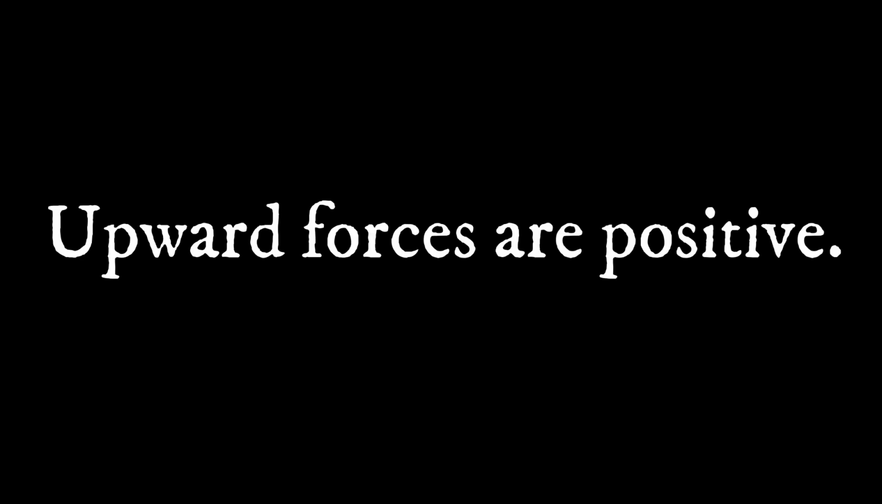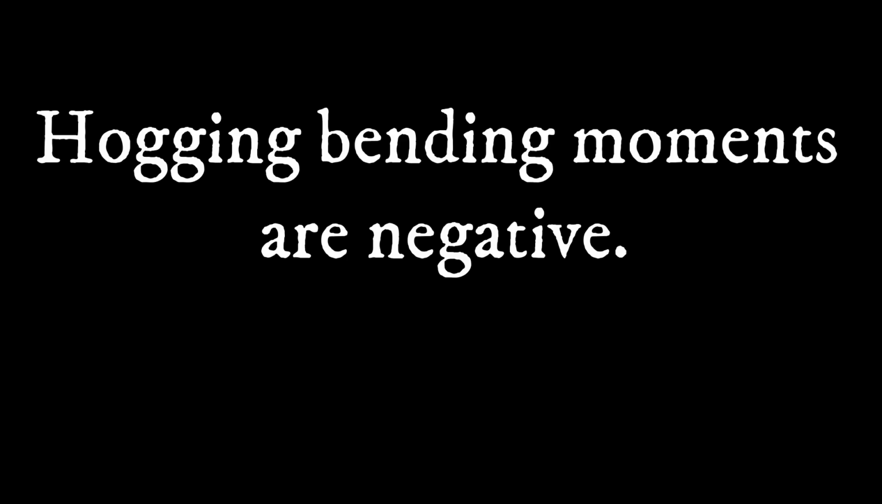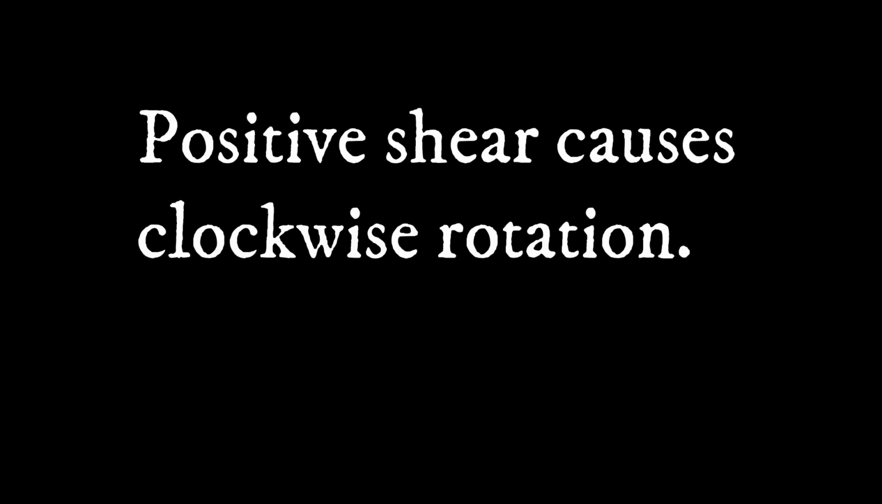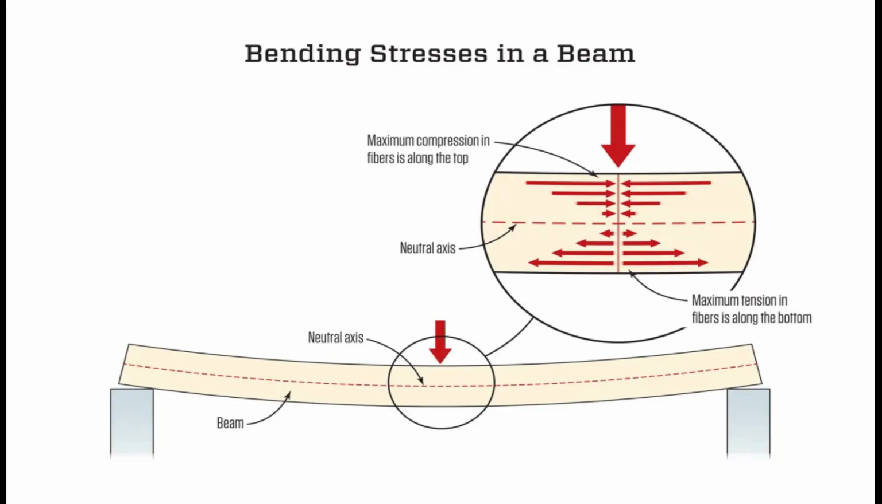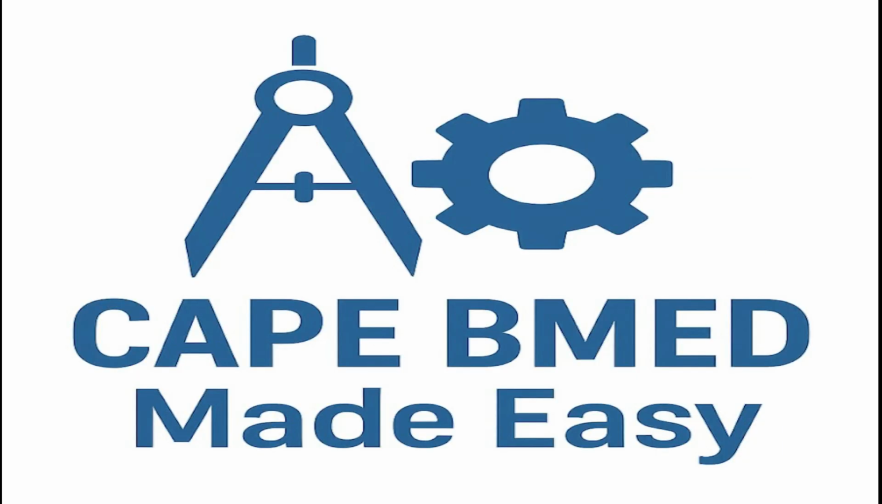Now, let's summarize what was covered in this lesson. To summarize, we learned that upward forces are positive, sagging bending moments are positive, hogging bending moments are negative, positive shear force causes clockwise rotation, downwards deflection is negative, and that is the basis of beam sign conventions.